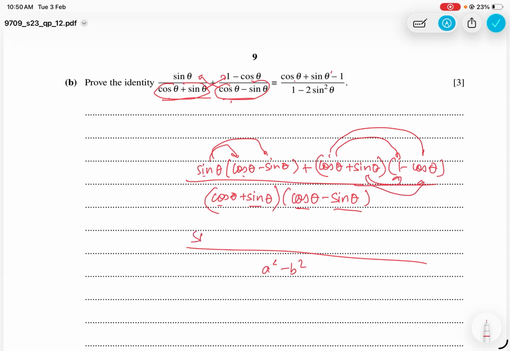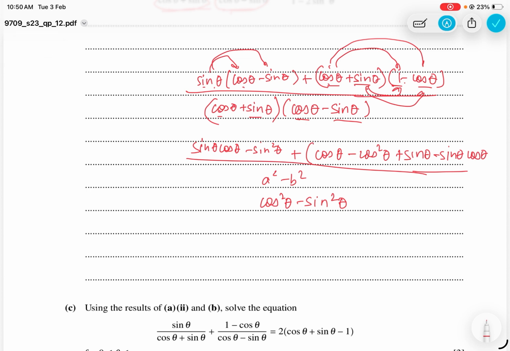Sine theta cos theta minus sine square theta plus cos theta minus cos square theta plus sine theta minus sine theta cos theta. Agreed or not, learners? Okay. And the denominator would be cos square theta minus sine square theta.